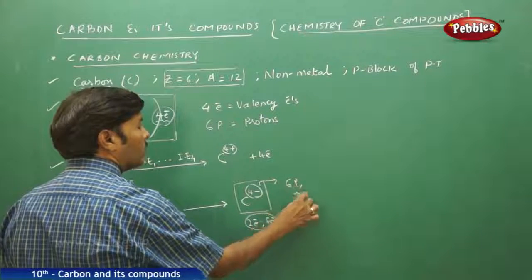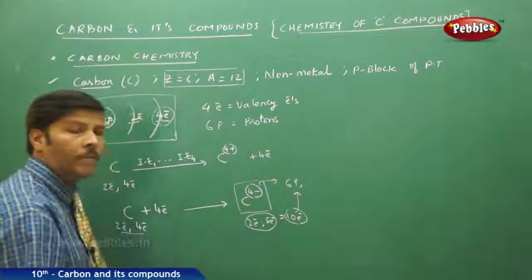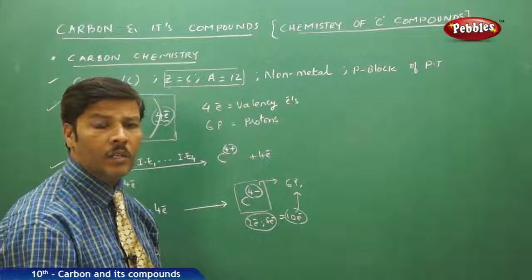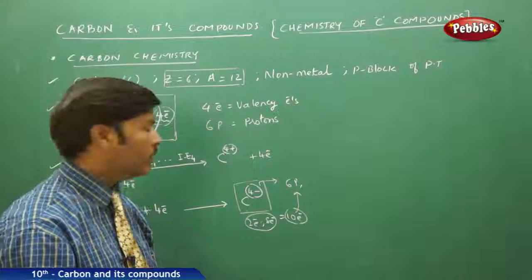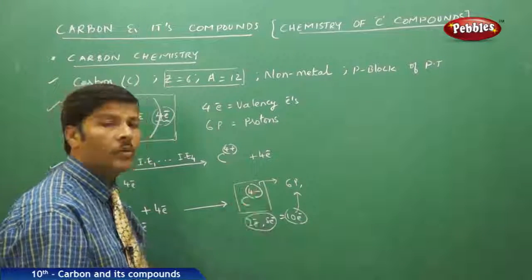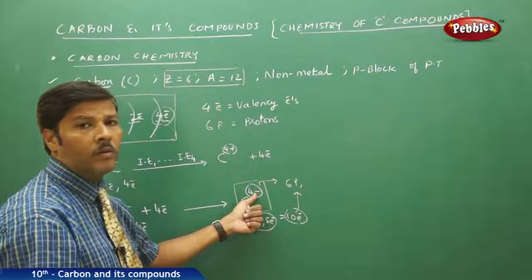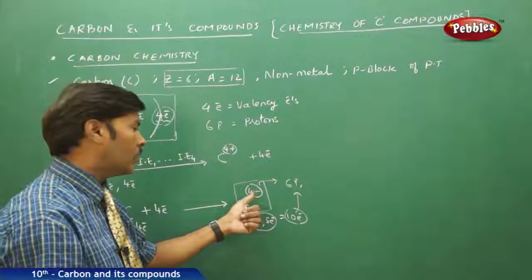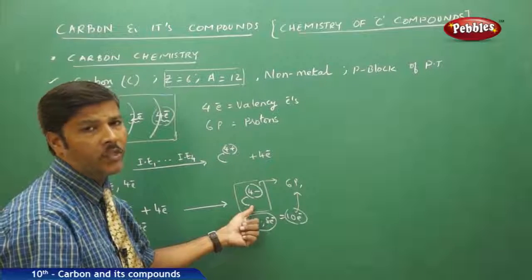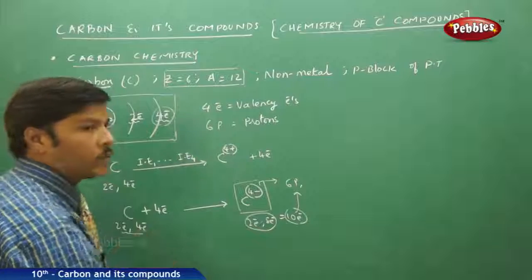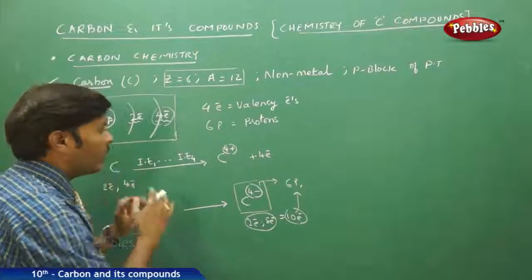The 6 protons cannot attract 10 electrons so easily in the structure of the atom within the nucleus. So with great difficulty carbon forms C4 minus; that is, carbon cannot acquire the 4 minus oxidation state, the negative oxidation state, with that much ease. Now this is something about the electronic structure and electronic property of carbon.